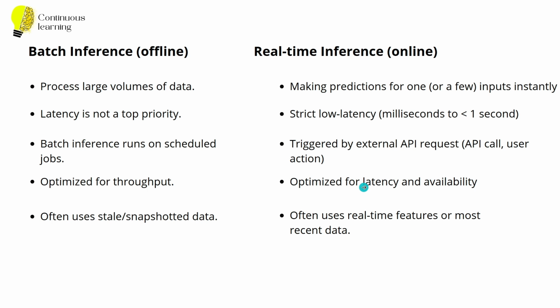Latency means that I should have the response or the prediction as soon as possible, and availability means zero or almost zero downtime. I want to have the model available most of the time if possible. And then here we have the last difference. For batch inference, we use stale or snapshot data, while real-time inference uses real-time features that are also being generated in real time, for example.